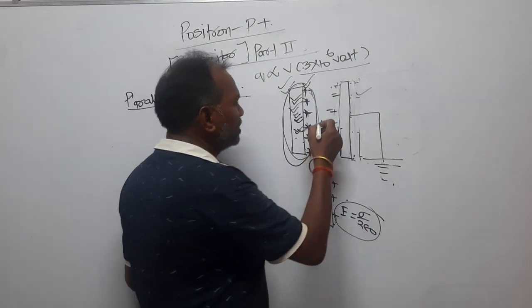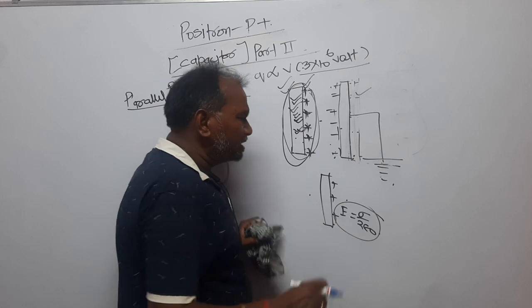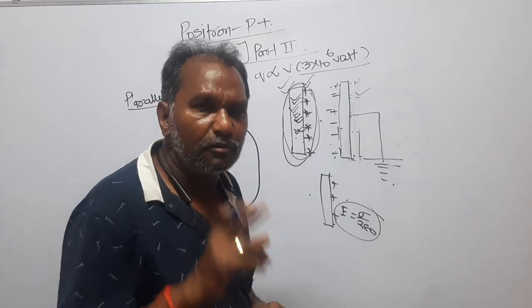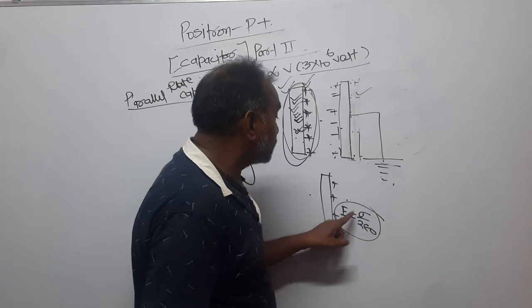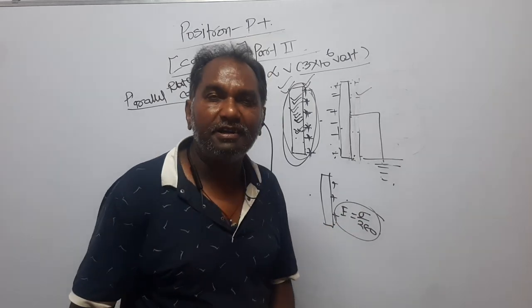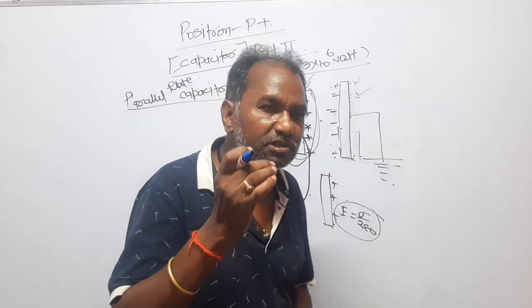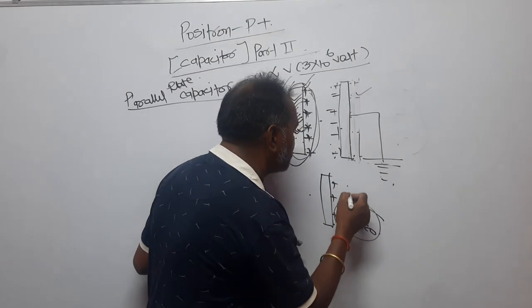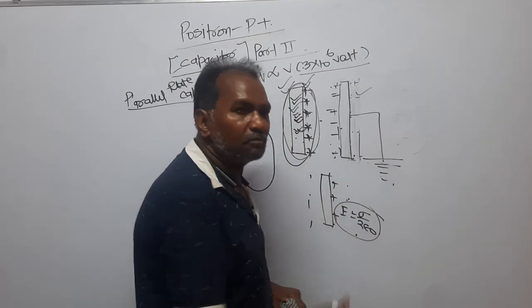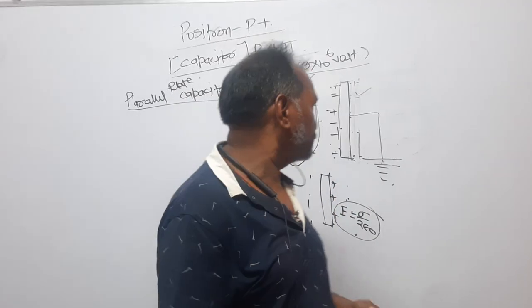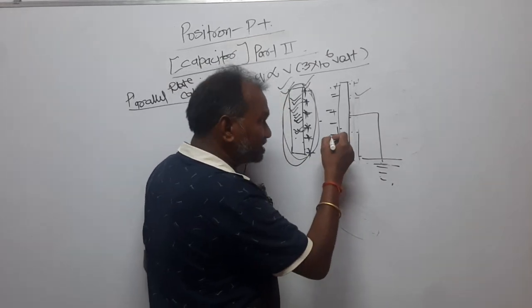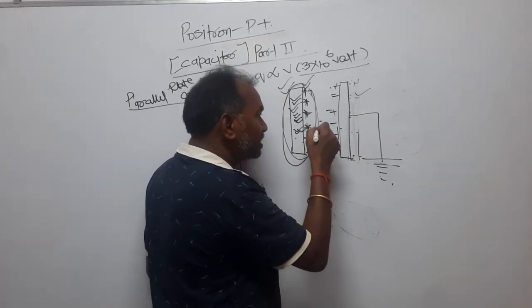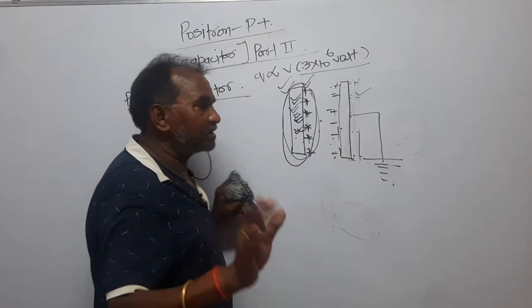Dear student, if point P is here, in this formula you should be very clear that E is equal to sigma upon 2 epsilon naught. It does not depend on the position. It means close to the plate, whether on this side or this side, no matter, the electric field is uniform. Now, dear students, whether you take a point here or in the middle, no matter.